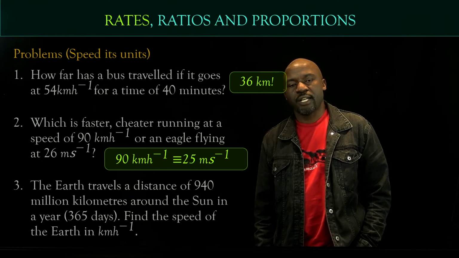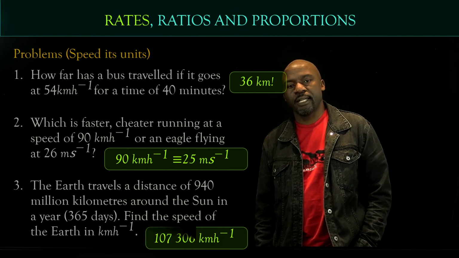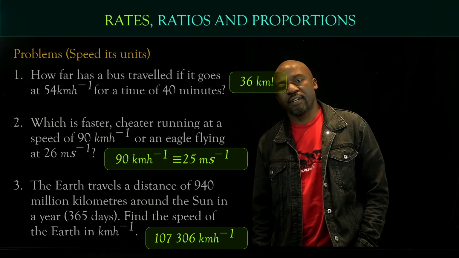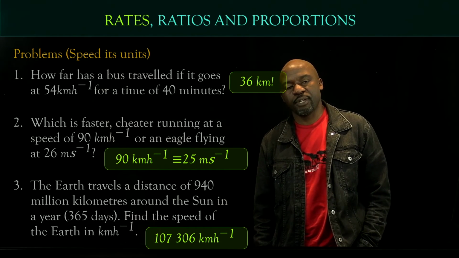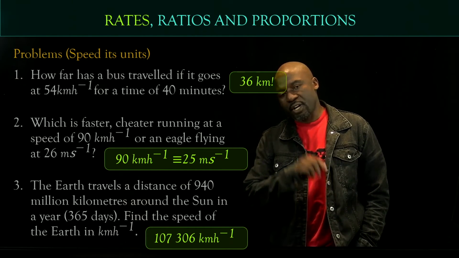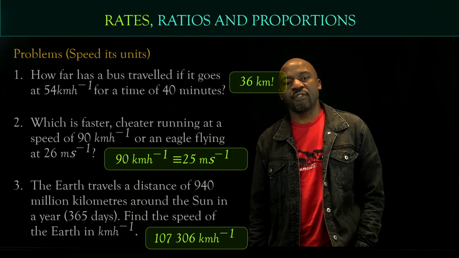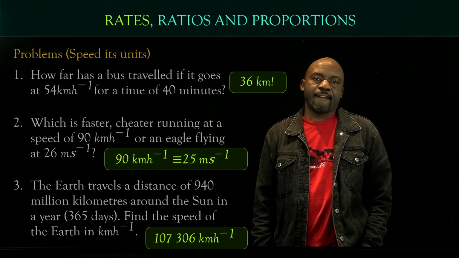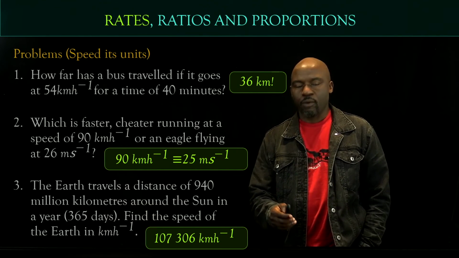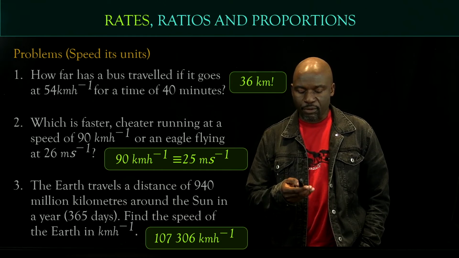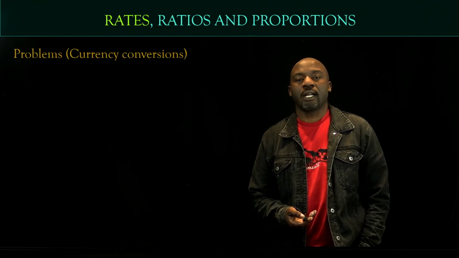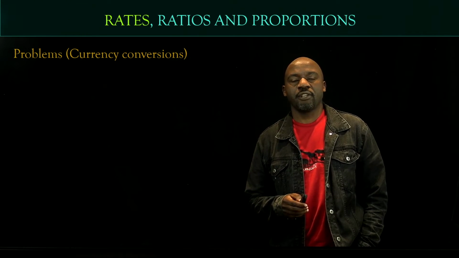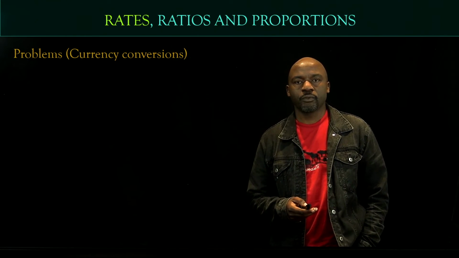Number 3, if you've done this correctly, you should find that the Earth is traveling at about 107,306 kilometers every hour on its orbit around the Sun. All right? Hope that is clear. Try them out and let's see if you're getting those answers. Again, remember to organize your solution in a way that anyone else reading your answers is able to follow. Okay?